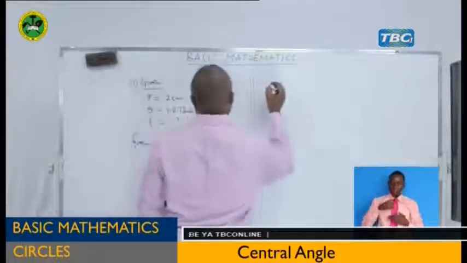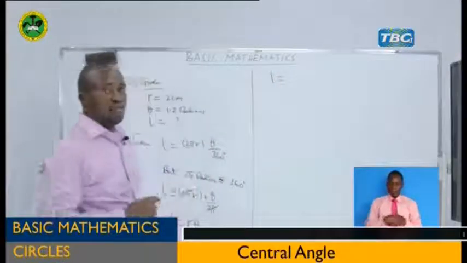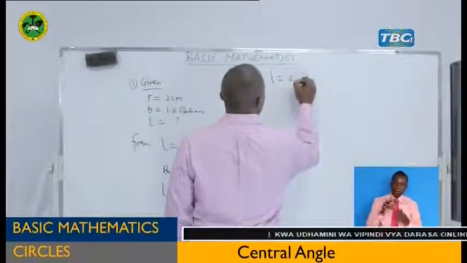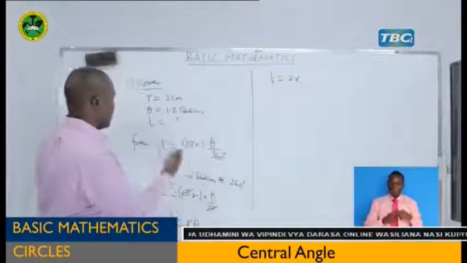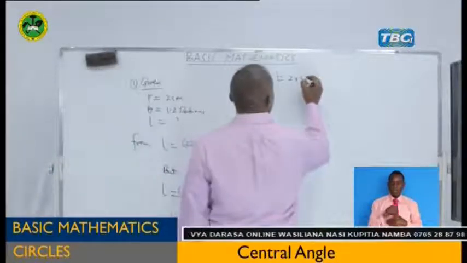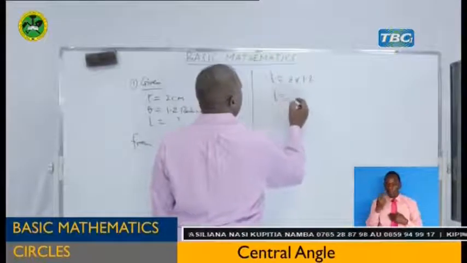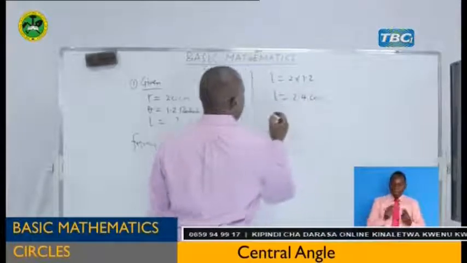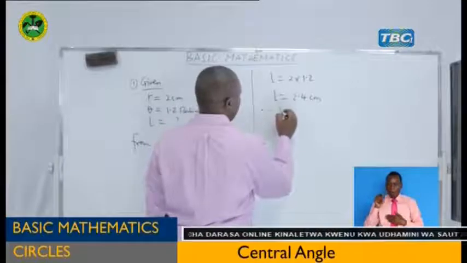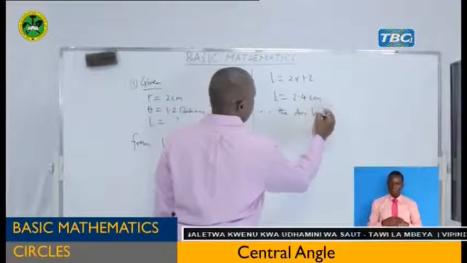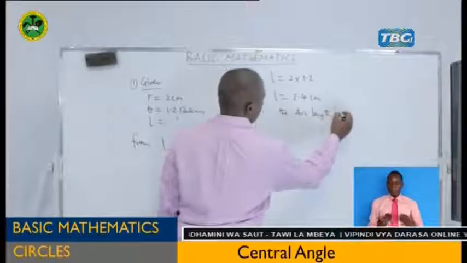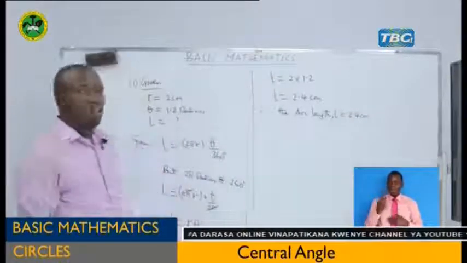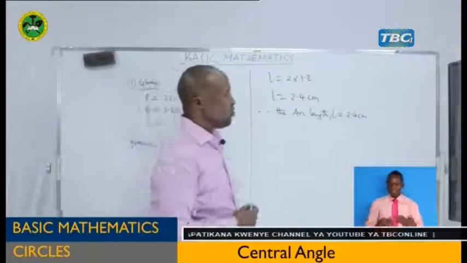Therefore, in our question, L is equal to r, which is 2 centimeters, times theta, which is 1.2. So in this case, L will be equal to 2.4 centimeters. Therefore, the arc length L is equal to 2.4 centimeters.